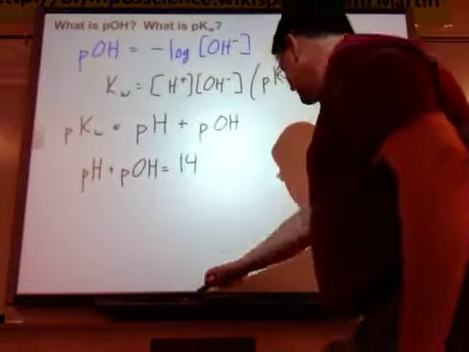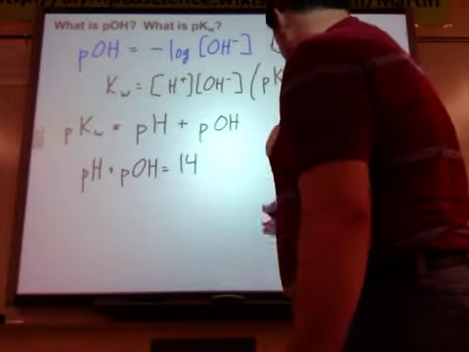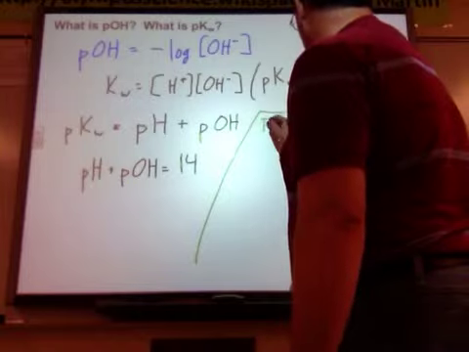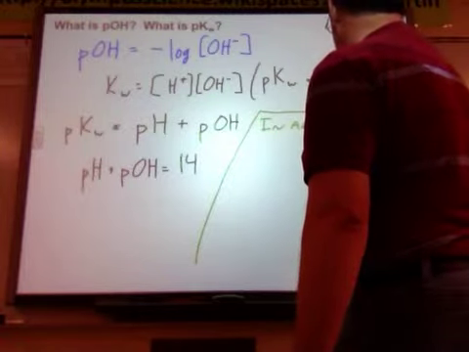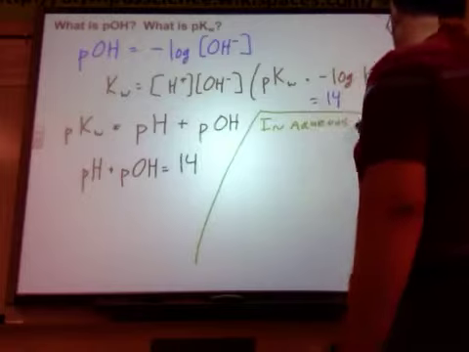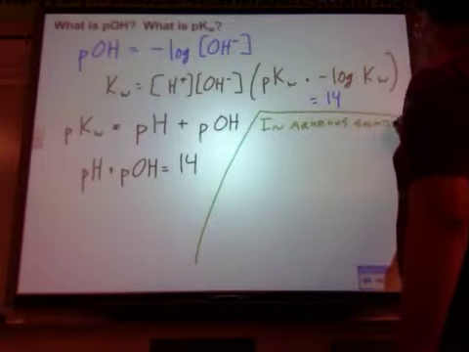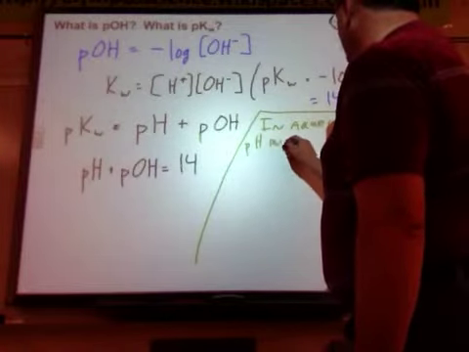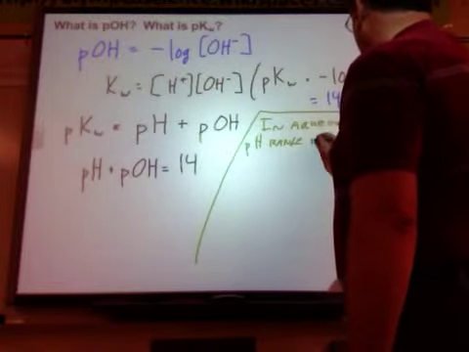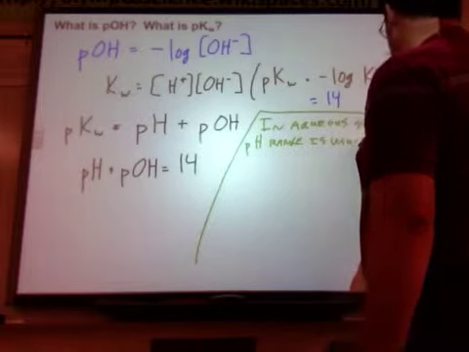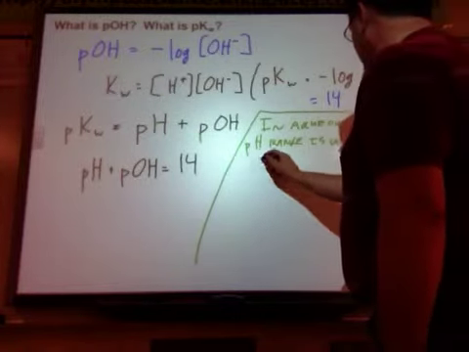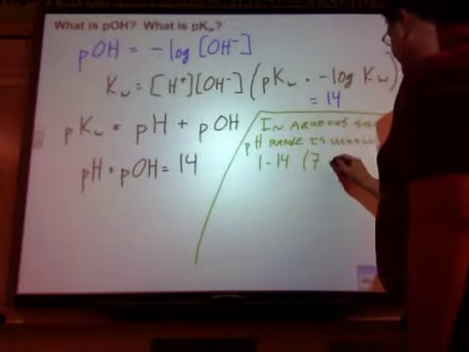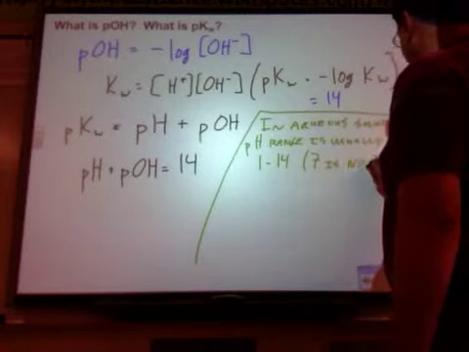So let's make that comment over here. In aqueous solutions, pH range is usually 1 to 14, with, as we already said, 7 being neutral.